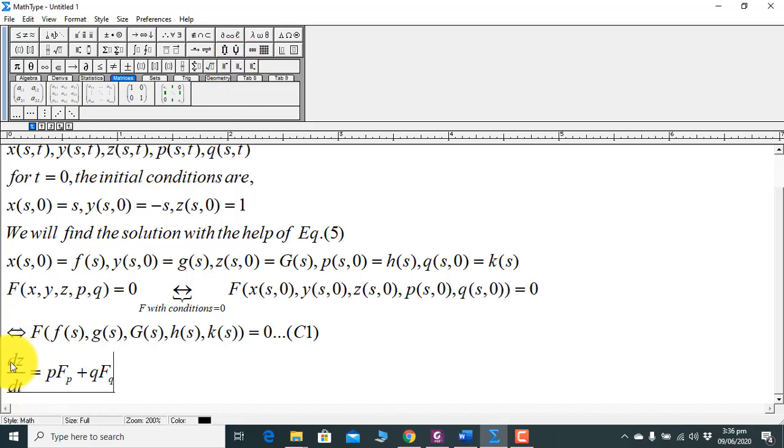So how can you write this whole equation in terms of the conditions? This equation, in terms of initial conditions, you can say initial conditions.